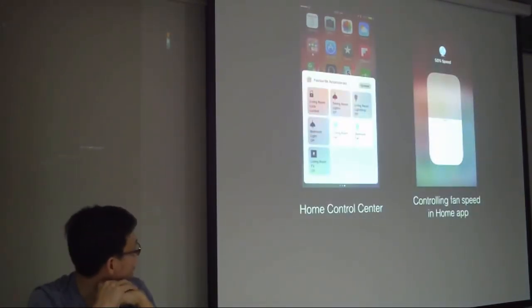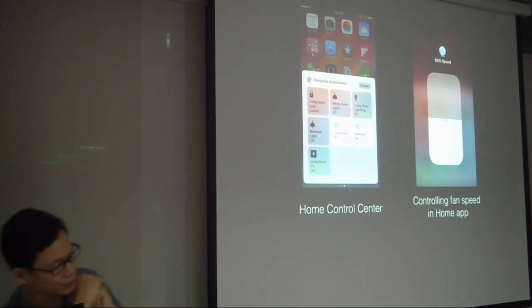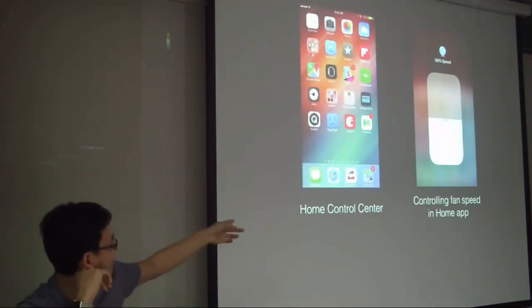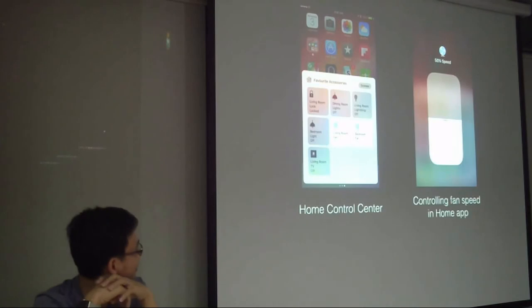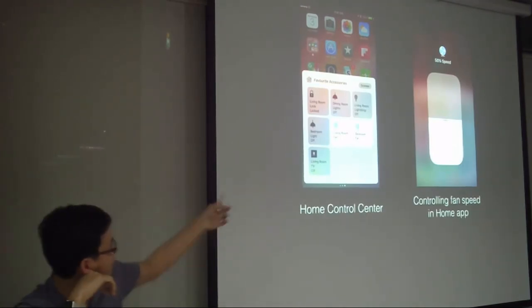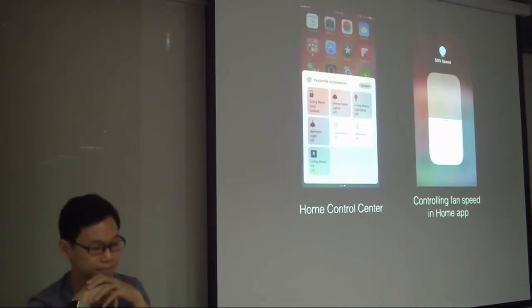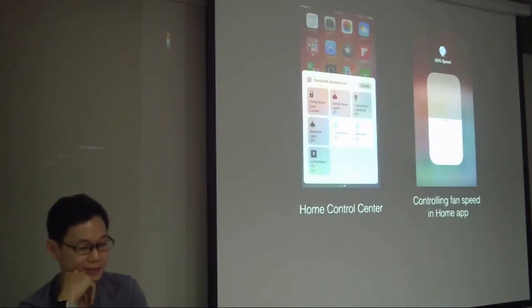So this is... that's all. So integration is quite easy. So you can see that it already appears in my phone. I can control the living room fan, set the speed here. And yeah, that's a very easy project to start with.